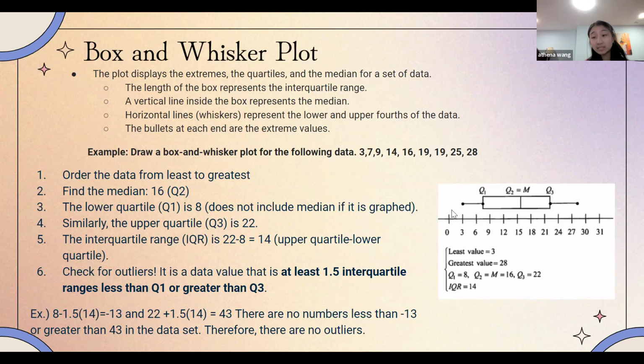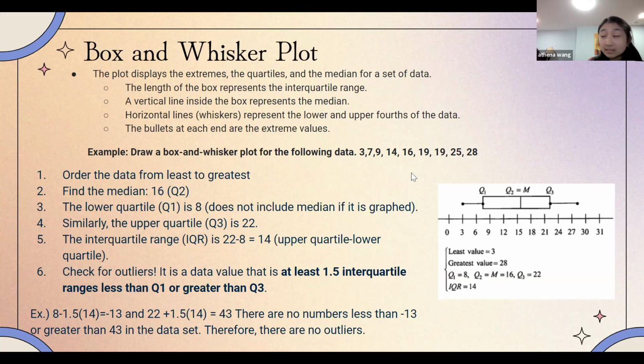So the length of the box represents the interquartile range. It is the range between the third quartile and the first quartile. The second quartile is the median. And then these horizontal lines extending outwards are kind of like whiskers, and that's why it's called a box and whisker plot. These are the lowest and upper fourths of the data. And these bullets are extreme values.